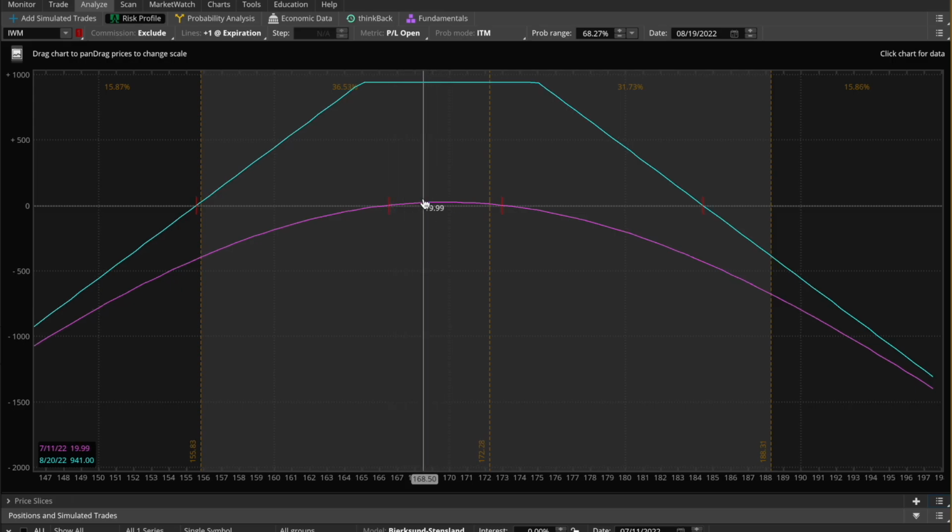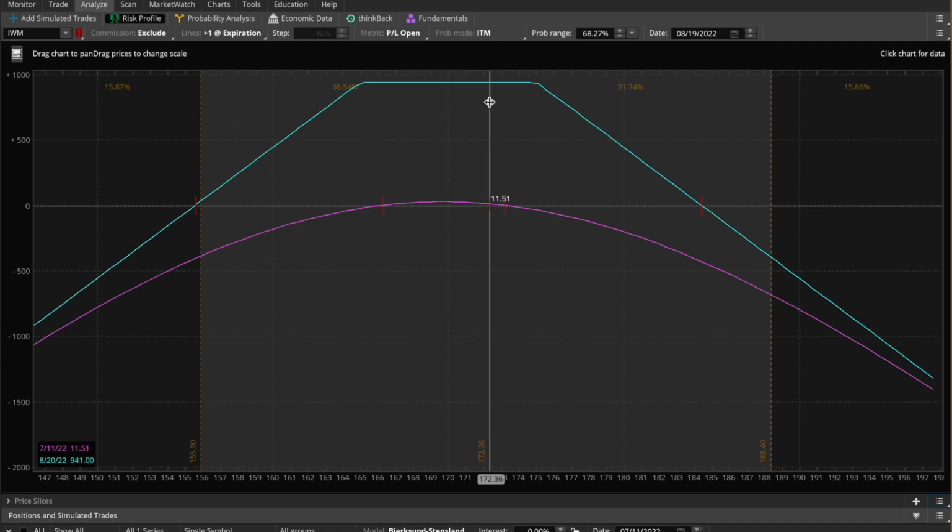Now that being said though, that is only the first possible scenario that could play out by the expiration date, right? Where this ETF ends up in between your two strikes. But now a second possibility is, what if IWM expires below your short call strike and your short put strike?